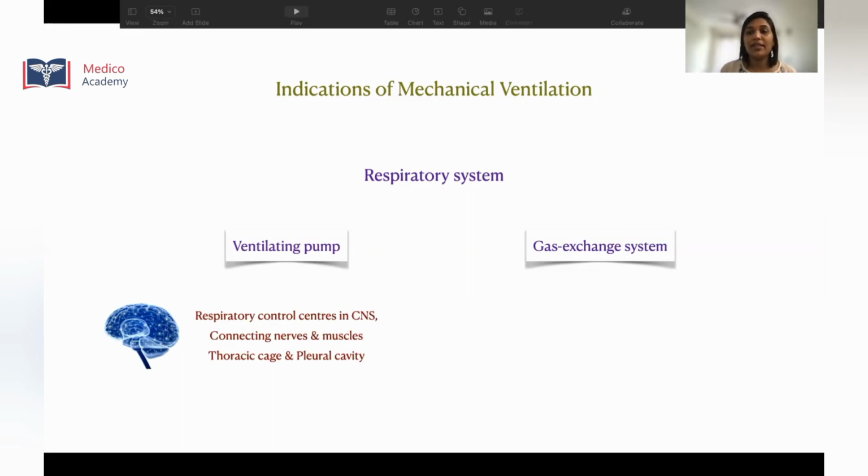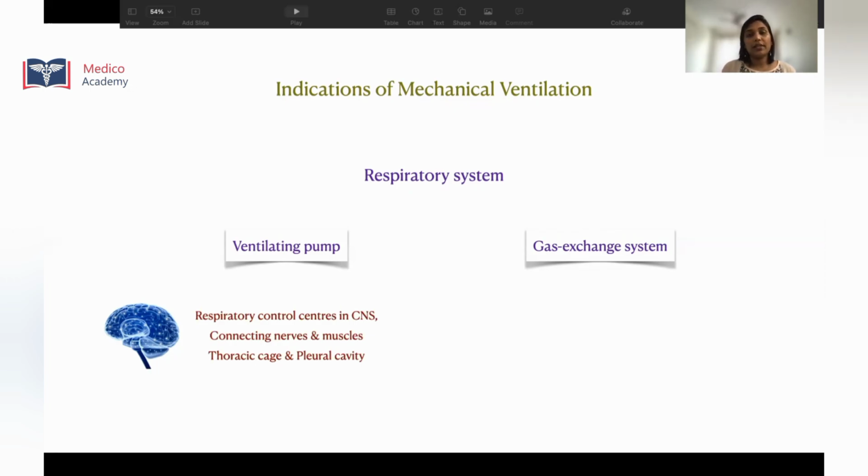A very simple example I can give you as an anesthetist is induction of general anesthesia. You give the inducing agent to the patient and the patient goes into a state of respiratory depression. So the respiratory control centers in the CNS are depressed. After that, once you ensure that the airway is fine, you usually give muscle relaxants to the patient, right?